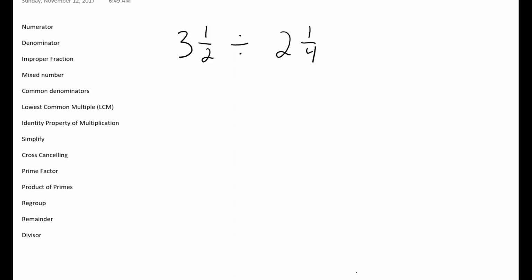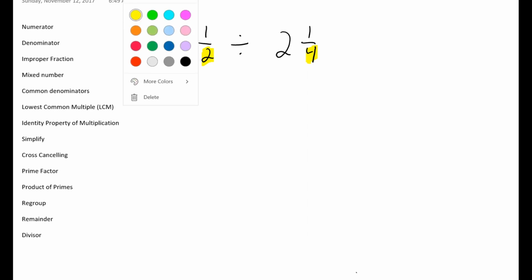The first thing I do is I have to make everything all fractions first. No matter what you do, before we were just working with fractions, so we didn't have to worry about that. But now that I have mixed numbers, I know that in order to multiply and divide fractions, I must have all fractions. So I'm going to take my denominators here, and I'm going to multiply them by my whole numbers.